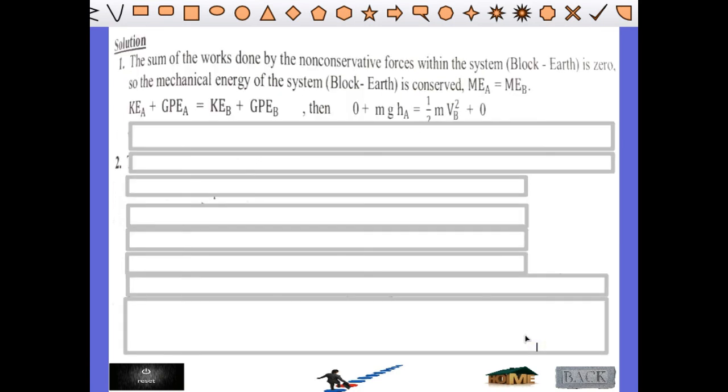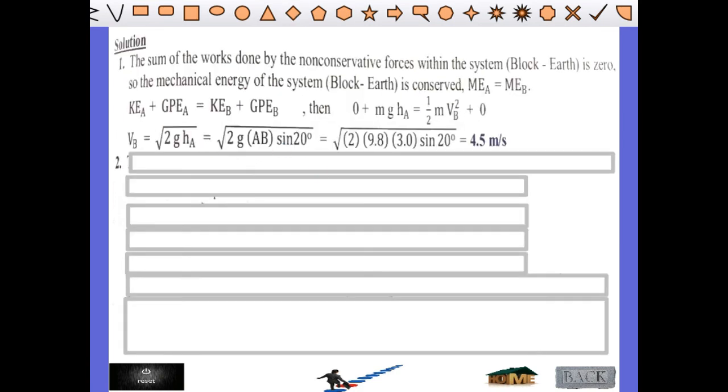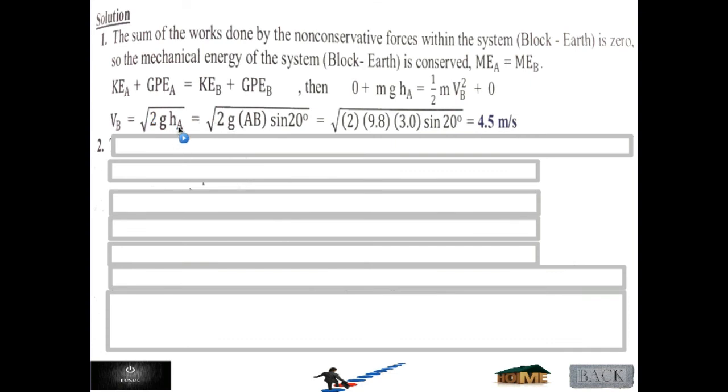So the opposite is hypotenuse times sine 20. For that, instead of h_A, they wrote AB sine 20. Okay, v_B equals the square root of 2 times mass times gravity times the height over the mass. We cancel the mass, and we remove the square from the velocity by adding a square root, so it is the square root of 2 g h_A, 2 times g times hypotenuse AB times sine 20. Then we get 4.5 meters per second.